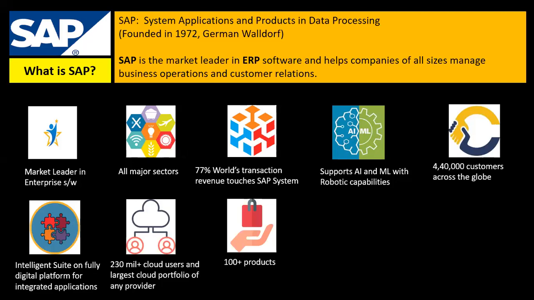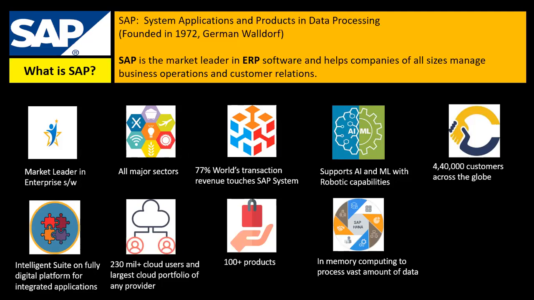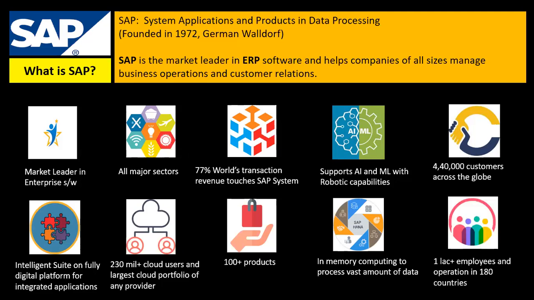SAP is offering a total of 100 plus products in the market. That includes their main core ERP system. Additionally, now they are heavily into the cloud system, which they are aggressively promoting. And everybody knows about SAP HANA. That's their famous product, which is in-memory computing to process vast amounts of data. And last but not least, SAP has 1 lakh plus employees and operations in 180 countries. So that's about SAP. Why have I explained it to you? Maybe you are working in SAP, but sometimes you miss important information about its current position in the worldwide enterprise market.